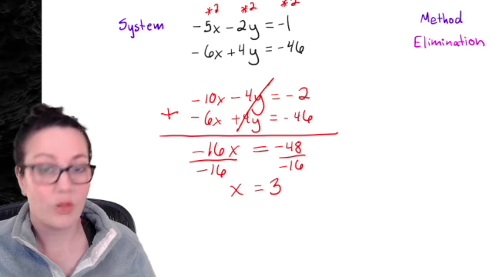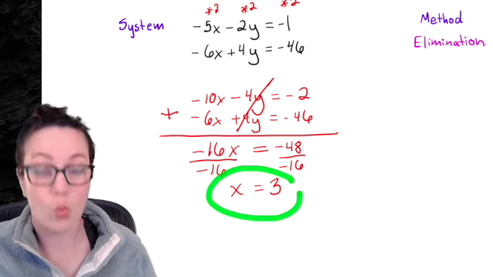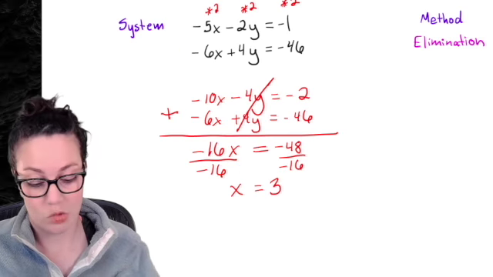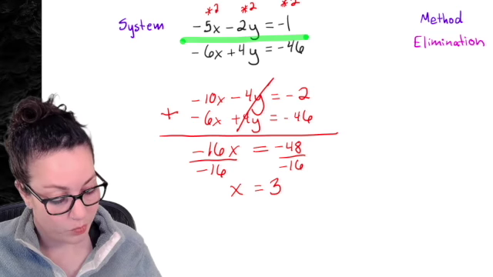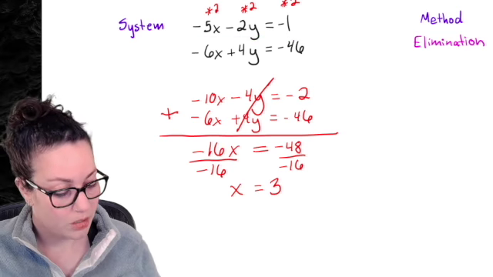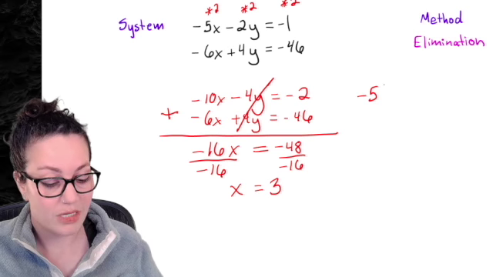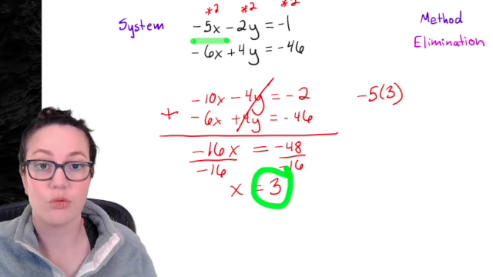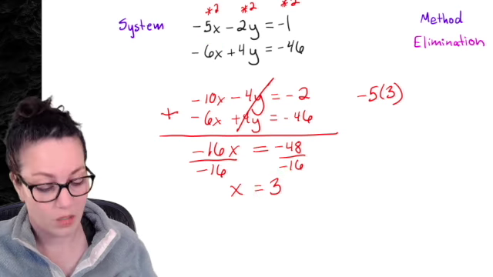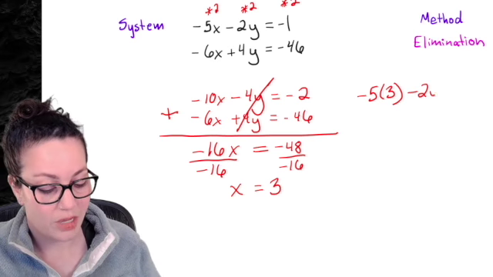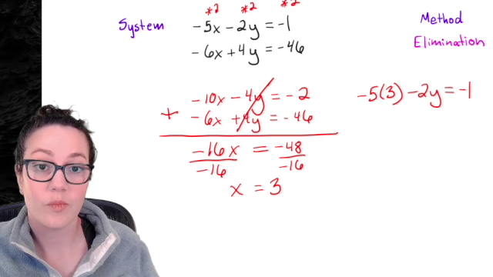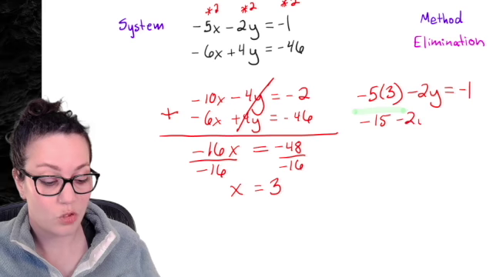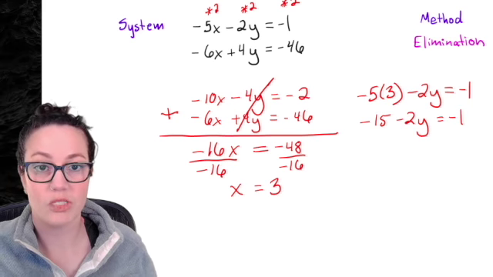Cool. Now, as usual with our systems, once we've found one value, we're going to plug it into one of our equations to find the other value. I'm just going to use the first equation, and let's go. So let's see. So negative 5 times 3, right? Because this said negative 5x, and now I'm replacing the x with the 3. I'm substituting in that 3. Minus 2y is equal to negative 1. Negative 5 times 3 is negative 15. Minus 2y equals negative 1, right? That all stays the same.